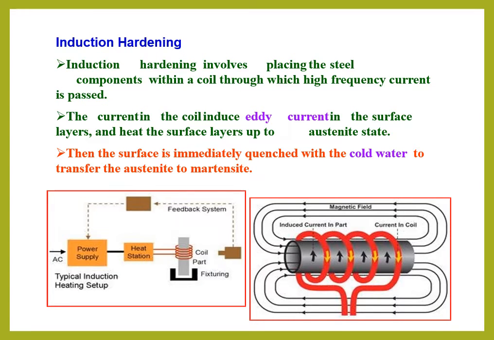Next one is induction hardening. In place of a flame, we use electric current. Here we fix the specimen and pass the electric current through it. Because of the magnetic field, the steel resists the current flow, and because of this resistance it heats up to a high temperature.